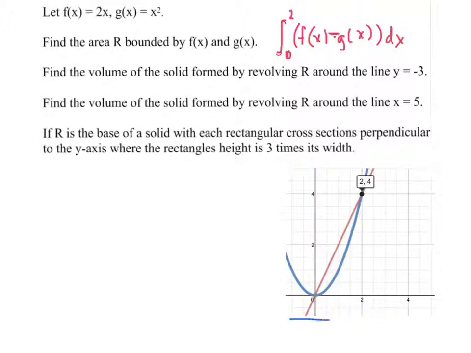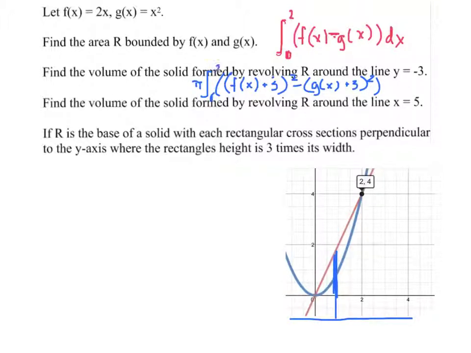Okay. All right, if we're going to revolve that around the line y equals -3. I don't have enough room to draw y equals -3, but it's something down here. Remembering that the function is going to give us the radius from the axis, we've made the radius 3 units bigger. So the big R would be f of x plus 3, and little r would be g of x plus 3. So we do big R squared minus little r squared, and we integrate it. Remember the pi out front. It's from 0 to 2.